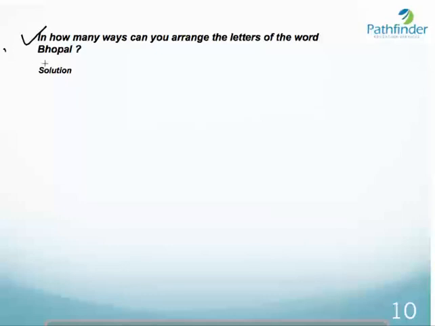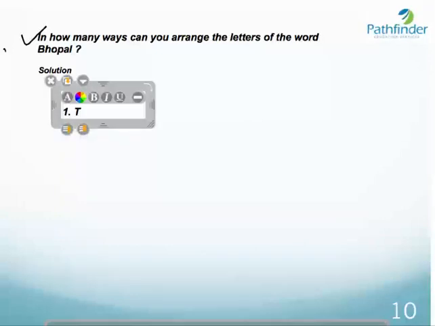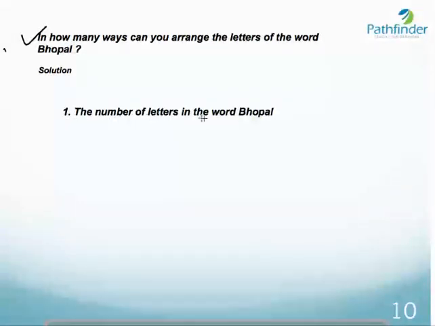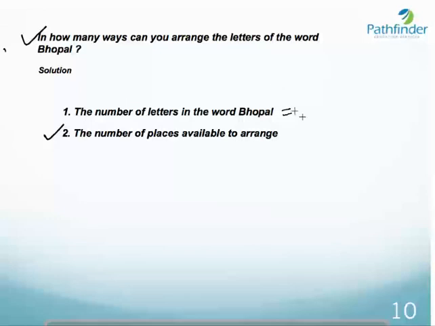So, to solve this question, we need to know two things. Number one, the number of letters in the word Bhopal. And number two, the number of places available to arrange. Now, if you count the number of letters in the word Bhopal, there are 6 letters in the word Bhopal, and there are 6 places to arrange these letters.